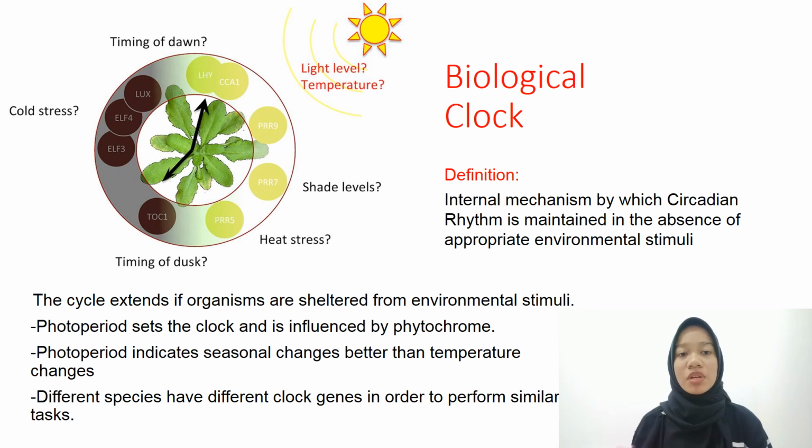As previously mentioned, the length of daylight compared to the length of darkness, called the photoperiod and influenced by phytochrome, sets the clock. Temperature has little or no effect at all. This synchronization with light is adaptive because the photoperiod indicates seasonal changes better than temperature changes. Different species have different genes in order to perform similar tasks.